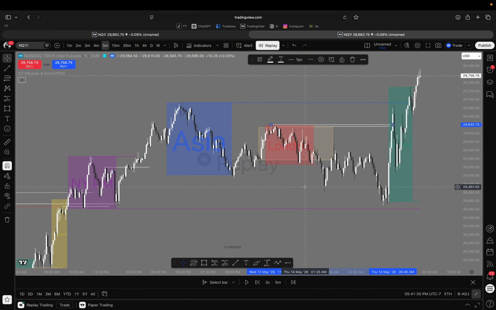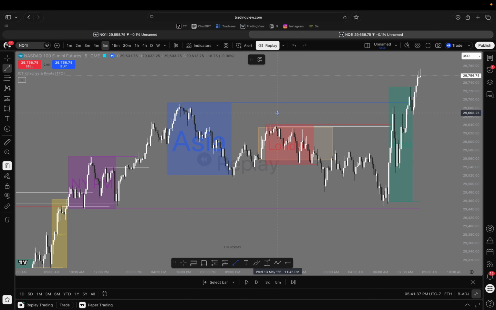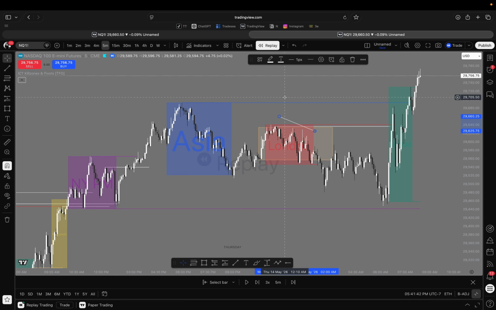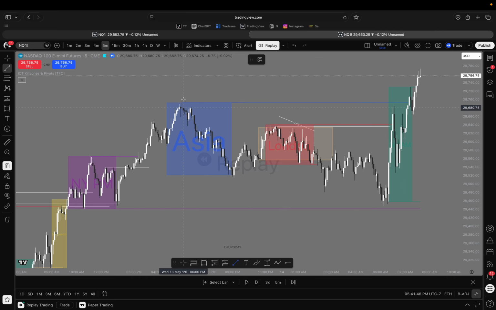We have London high as a target. We have all this LR here as a target, right? 1, 2, 3, all these stacked highs. That'd be LRL. We have Asia high as well.